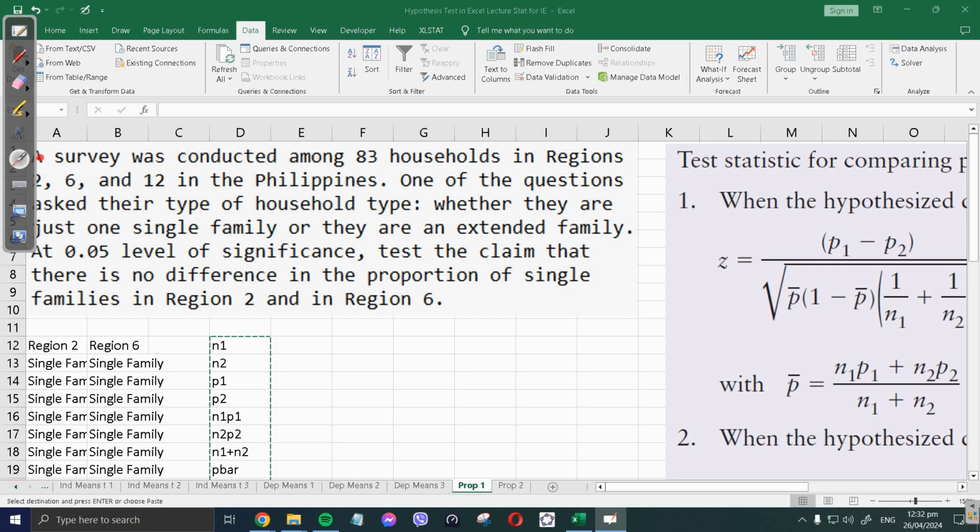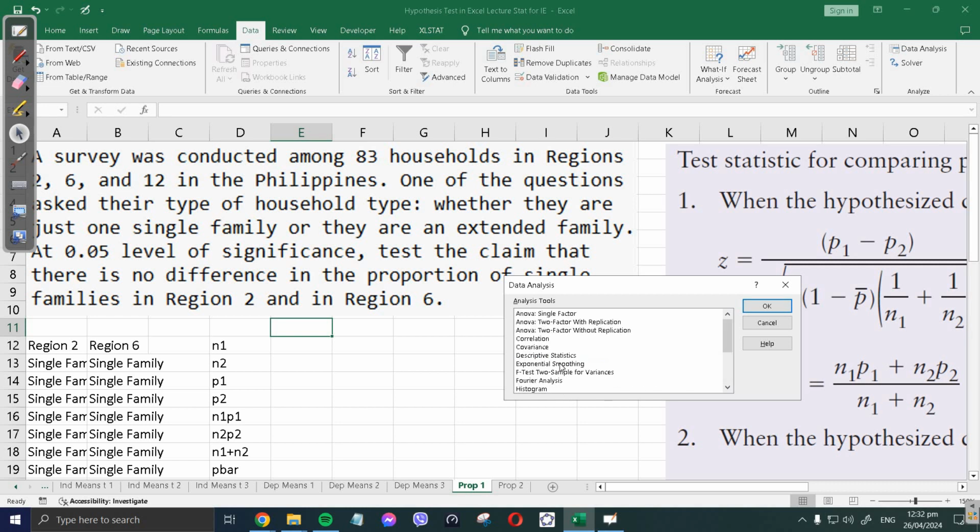Alright. So now we have this example. A survey was conducted among 83 households in regions 2, 6, and 12 in the Philippines. One of the questions asked their type of household, whether they are just one single family, just the father, the mother, and his siblings, or they are an extended family with other relatives. At 0.05 level of significance, test the claim that there's no difference in the proportions of single families in regions 2 and 6. Now, again, if you're going to look at data analysis, there is no such test for this.